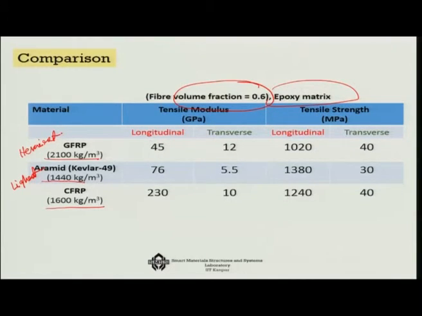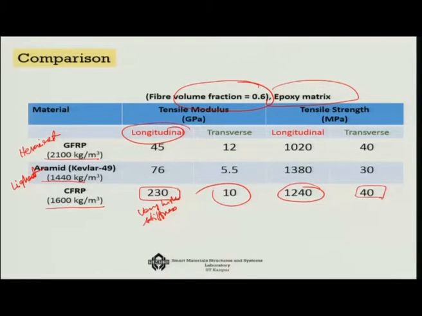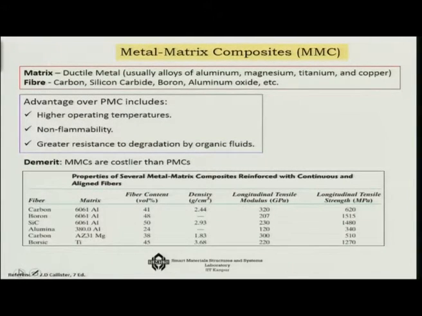If you look at it from the stiffness point of view, then CFRP is very stiff, very high stiffness. In fact, close to steel, somewhat more than steel in the longitudinal direction. In the transverse direction it is only 10, and tensile strength wise it is close to steel, 1240 megapascal, whereas transverse it is about 40. So in many senses, other than density, CFRP is better because it has a higher modulus of elasticity and higher strength in comparison to the other two materials which are mostly used.